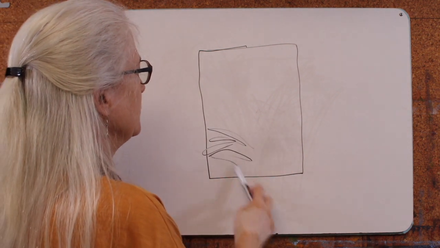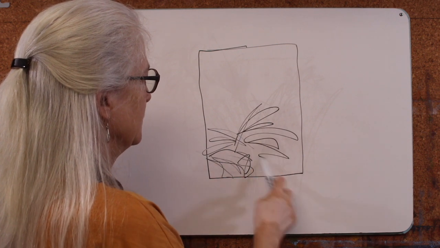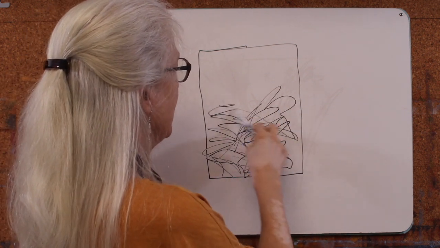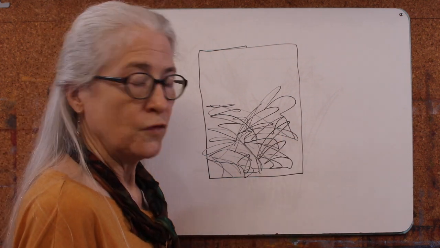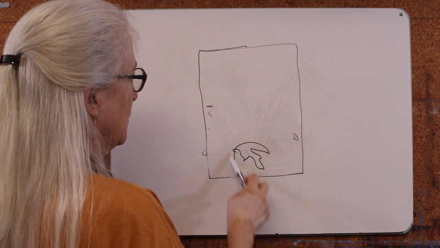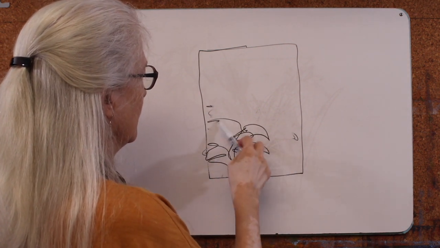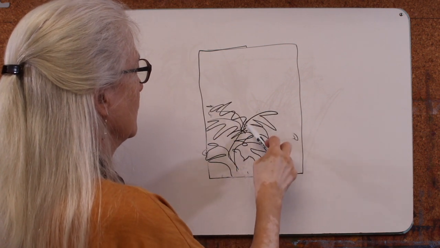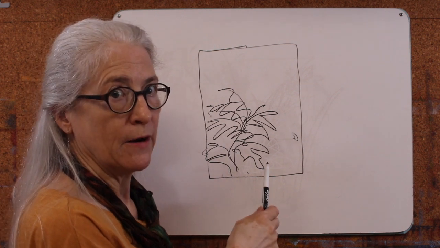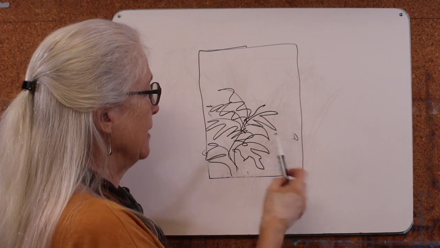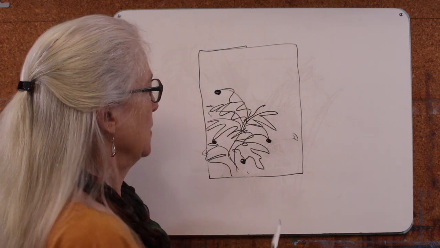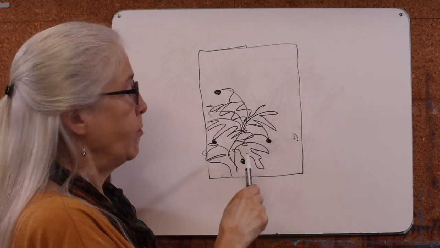Let's pretend this is a huge mass of leaves. I hope you guys are good at pretending. So we have this huge mass of leaves. This is not your focal point. This is not a focal point. You need something more in there. This is just a mass of leaves. If I add little berries coming down, do you see how those little berries help poke the eye around?